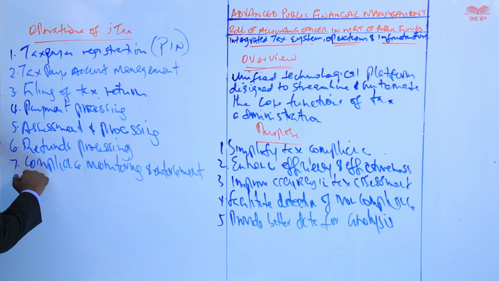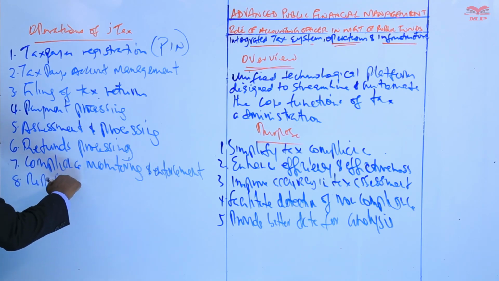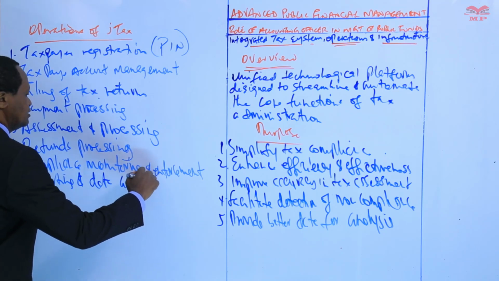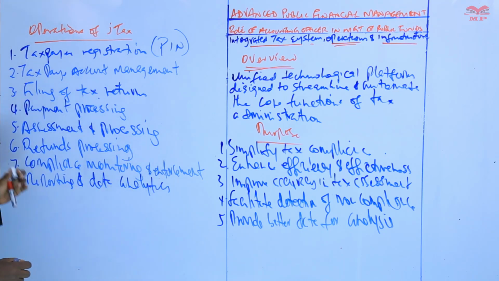8. Reporting and data analytics. An integrated tax system can generate various reports on revenue collection, on taxpayer compliance, and other key performance indicators. It can even provide data for analysis to inform policy decisions and operational strategies.